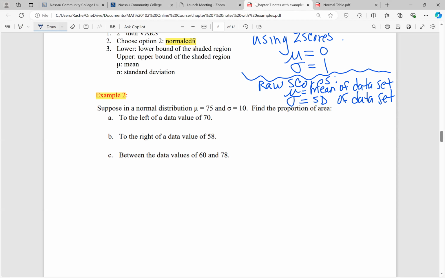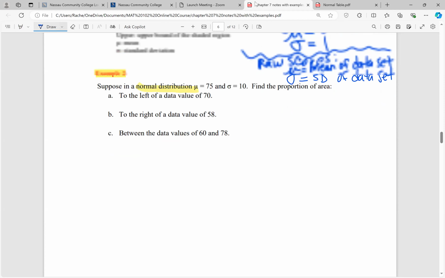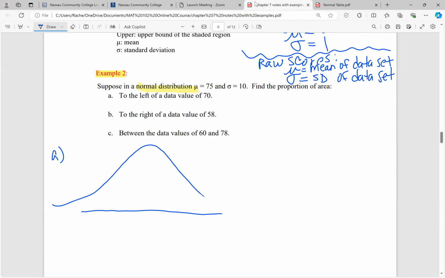And even before I go to the question, I want you to get in the habit of doing this. Always write down anything you know about the problem first. It says, suppose in a normal distribution. So right away, as soon as I see normal distribution, I'm going to sketch a picture of a normal distribution. So we'll do A right here. Here's my normal distribution, bell-shaped curve.